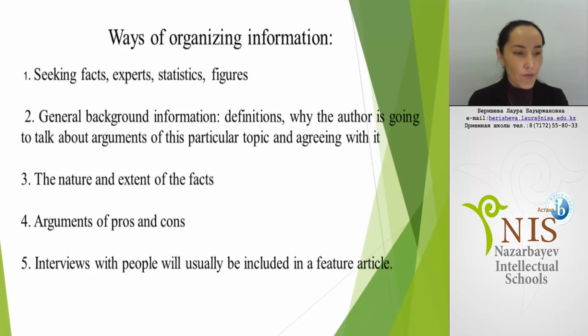The nature and extent of the facts. So the facts need to have some background information, and they need to be proven by some backup information, so that it couldn't be considered as taken from nowhere, but probably some of the authoritative sources need to be given, like New York Daily Times or any academic sources, so that the audience could believe in the facts that we are stating in our newspapers. Arguments of pros and cons.